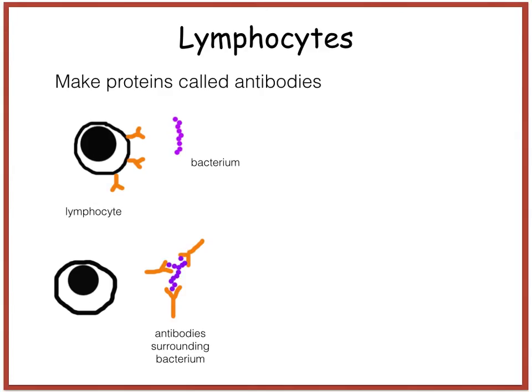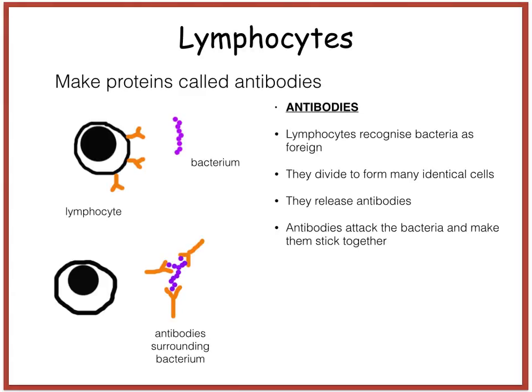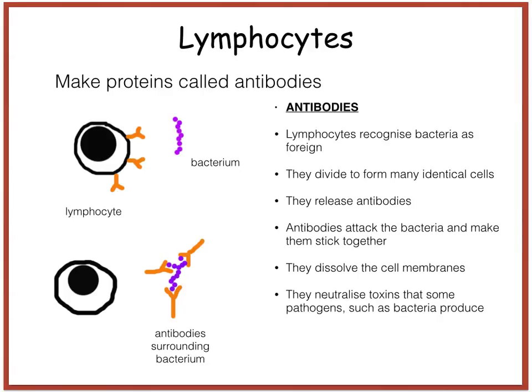So the details of what you need to know about lymphocytes are: they recognize the bacteria as foreign. They divide to form many identical cells. They release antibodies, and these antibodies attack the bacteria and make them stick together. The antibodies can also dissolve the membranes of the bacteria, or they can neutralize the toxins that some pathogens, for example bacteria, release. Remember that there's a different type of antibody for each pathogen, so the antibodies are quite specific.